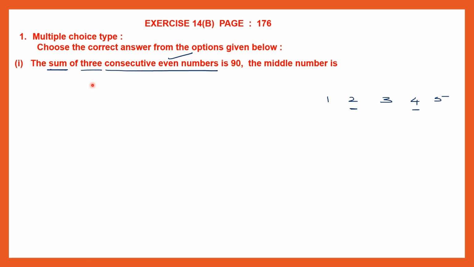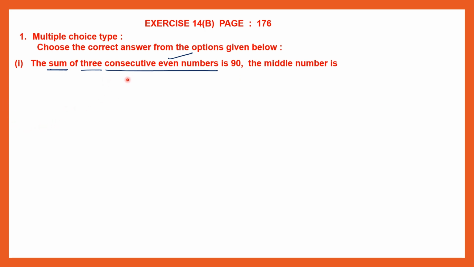So here we are told that when you take three consecutive even numbers and add them up, you will get 90. Once you get those three numbers, we have to pick out the number in the middle, and that is what we are asked to find out. So let's begin working out.